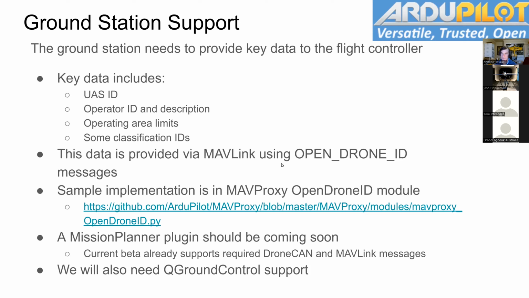And so if you're building your own implementation, if you've got your own ground station, then go and have a look at the MAVProxy one. It's actually very simple. The main thing is the user interface component. You've got to have some way of setting these various key numbers and IDs and who's flying the vehicle, etc.